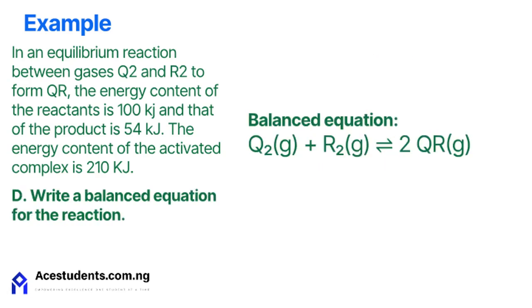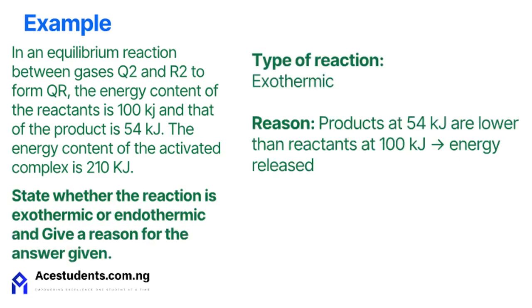Write the balanced equation as Q2 gas plus R2 gas forming 2 moles of QR gas, shown with a reversible arrow. Because the enthalpy change is negative and the products sit lower in energy than the reactants, the reaction is exothermic.